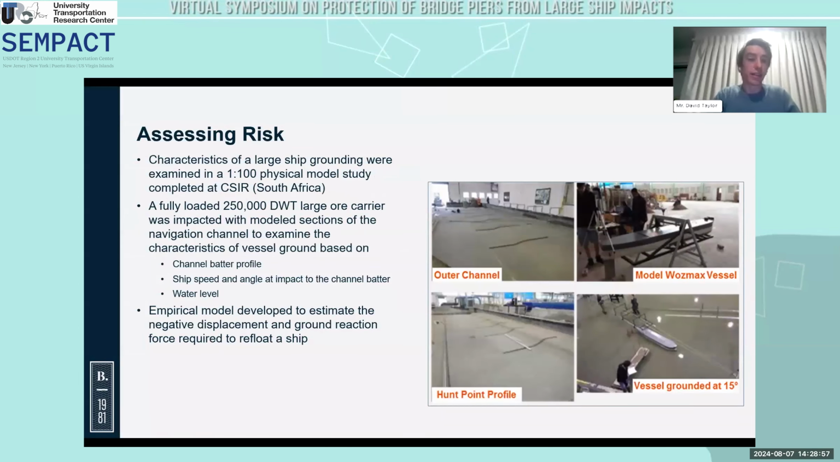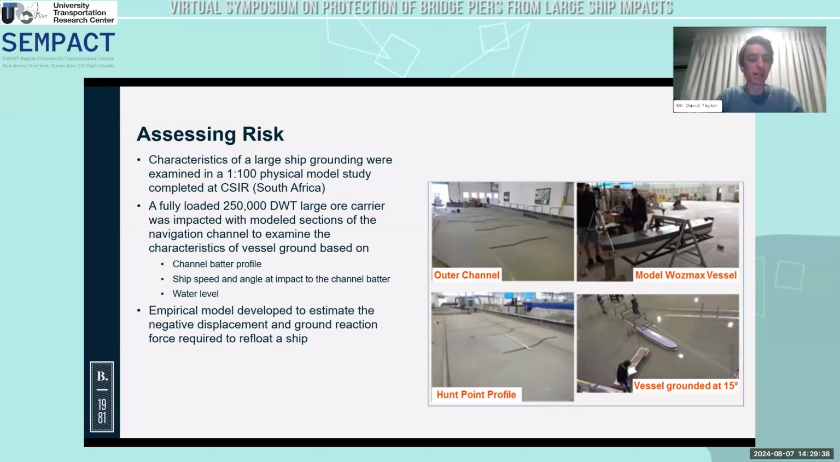One of the unique things that we have utilised is in 2013, we completed a 1 to 100 physical model study where we looked at actually grounding a 250,000 tonne large oil carrier in different sections of the navigation channel, and then worked out what the impacts of that were on the ship, as well as looked at the particular physical characteristics of that grounding. The things that were particularly influential in that study was what the slope of the channel batter looked like.